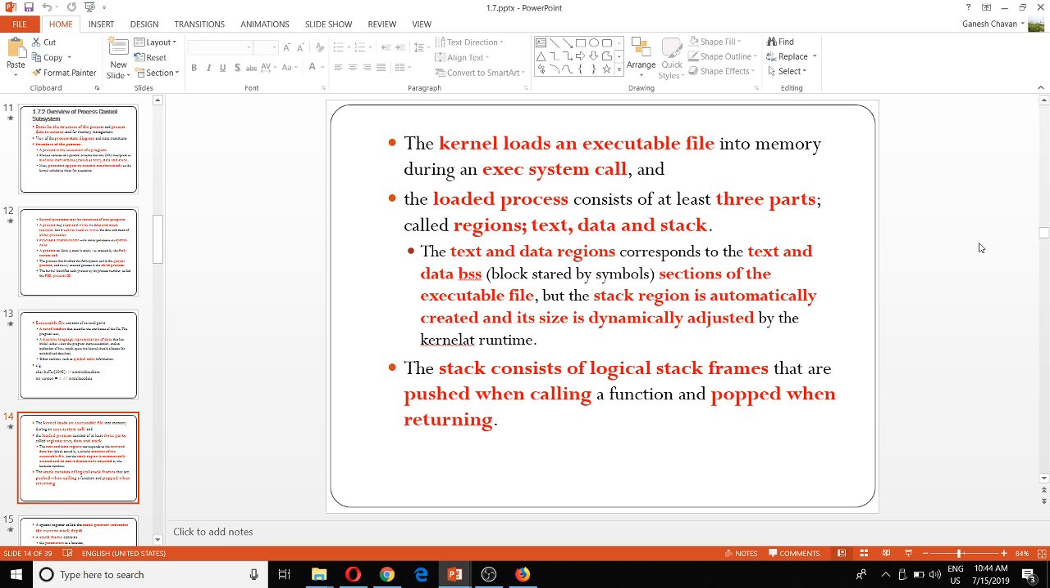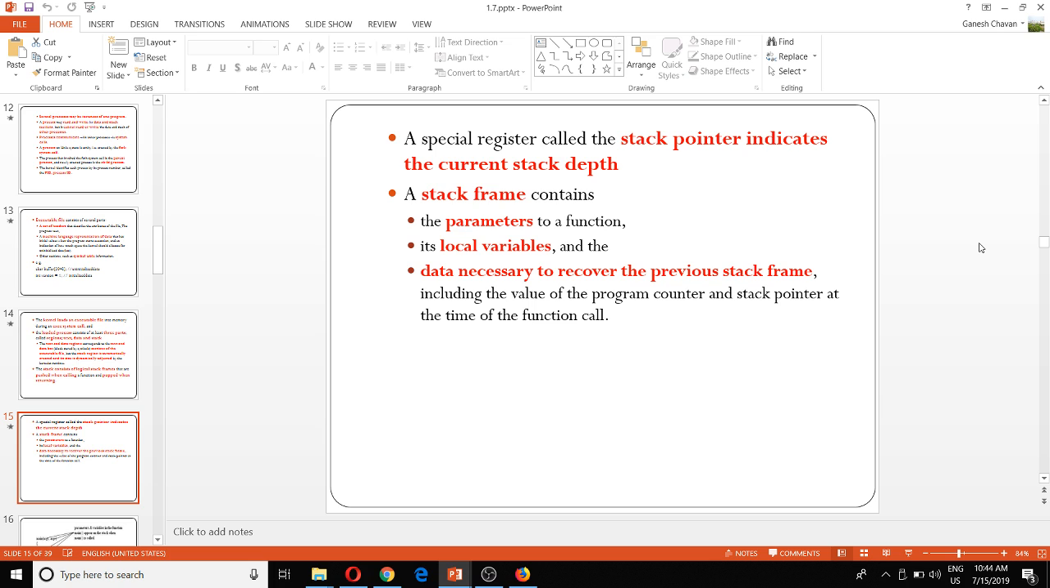The kernel loads an executable file into memory during an exec system call, and the loading process consists of at least three parts called regions: text, data, and stack. The text and data regions correspond to the text and data and BSS sections of the executable file, but the stack region is automatically created and its size is dynamically adjusted by the kernel at run time. The stack consists of logical stack frames that are pushed when calling a function and popped when returning. A special register called a stack pointer indicates the current stack depth.